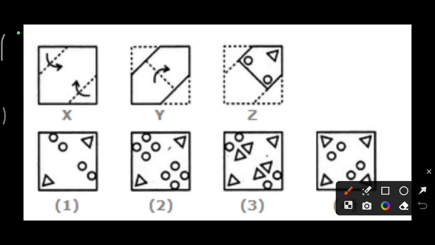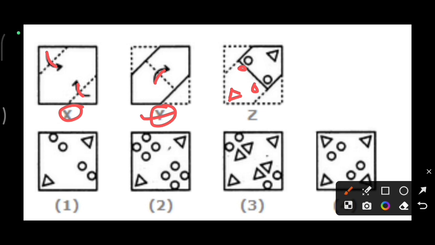Now let us move to the next question. In the next question you can see figure X is folded like this, and in figure Y it is again folded like this, and in figure Z you can see he made the cuts like this. So let us unfold figure Y. When we unfold, the cuts will be present here. So a triangle will come here, and so we have unfolded figure Y.